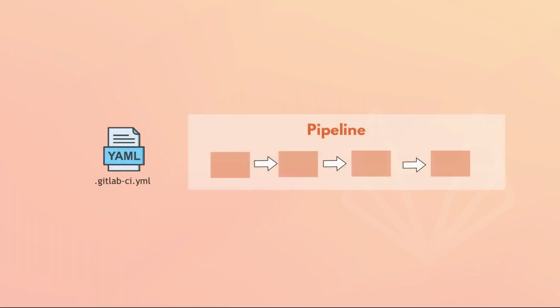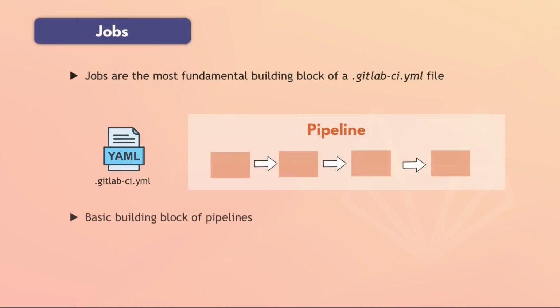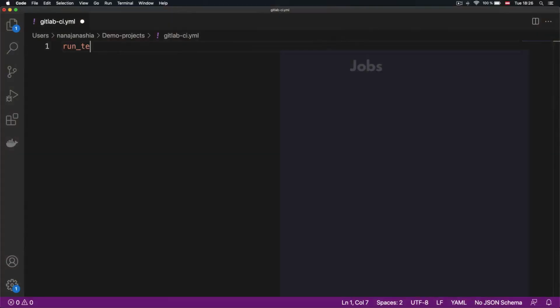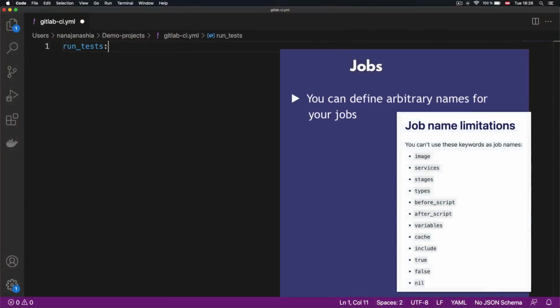First of all, we have what is the most basic building block of the GitLab CI/CD pipeline, and it's called a job. So a job is basically a step in that pipeline or a workflow that does something. For example, run tests is a job.